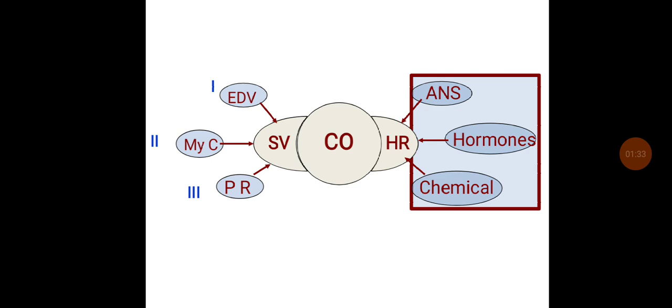So the factors affecting cardiac output can be depicted as in the following figure. It depends on the stroke volume and the heart rate. The stroke volume in turn depends on the end diastolic volume, myocardial contractility, and peripheral resistance. Whereas heart rate depends on the autonomic nervous system, hormones, and chemicals.